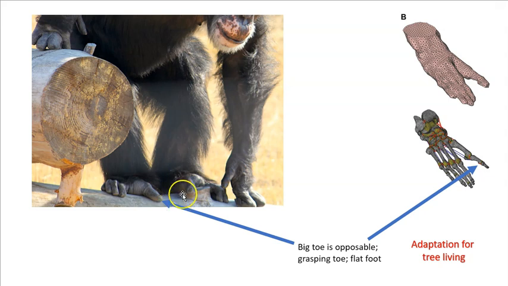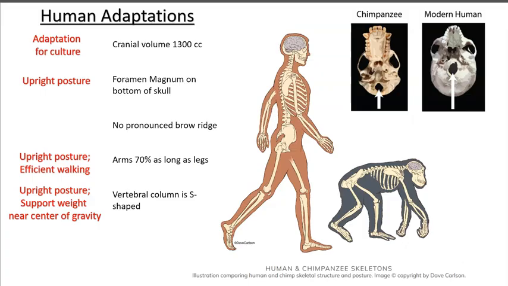Check out a chimp's foot. Notice the big toe is opposable to the other, so this is a grasping foot. And they also have relatively flat feet. And these are adaptations for tree living.